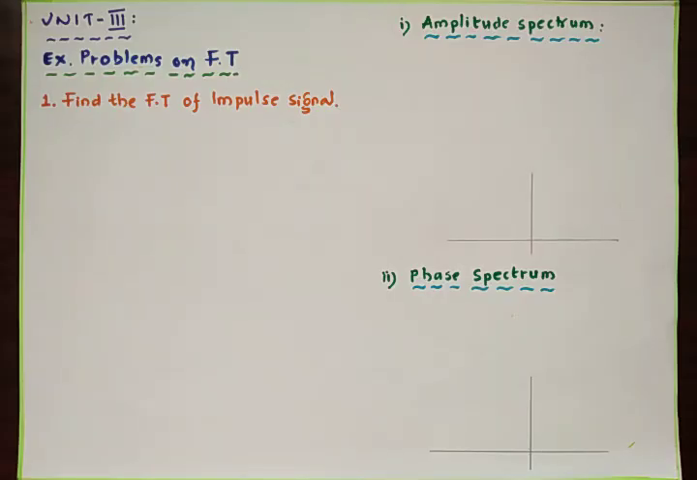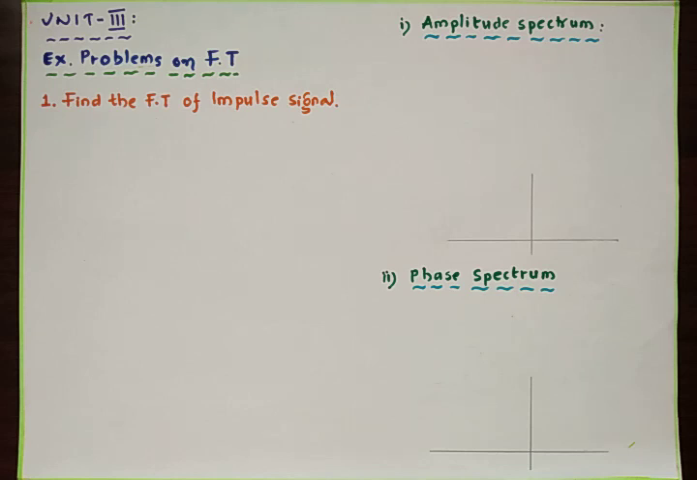Students, in the previous class we have studied some of the problems on the Fourier transform, that is, the Fourier transform of various signals. In this class I am going to explain two more problems on the Fourier transform. After that we are going to study the properties of the Fourier transform.